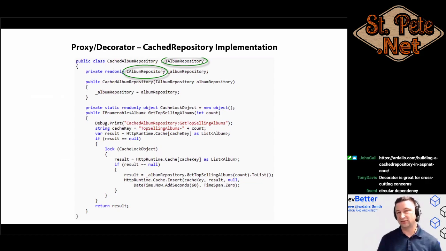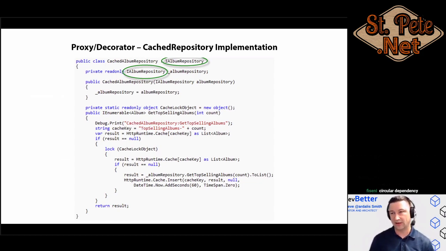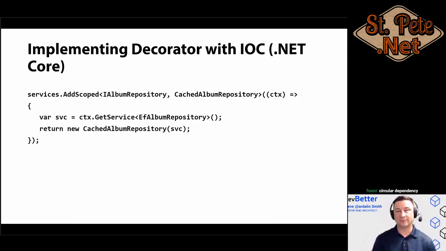Now, I can get around that in two ways. One, I could say, you know what? I know this thing always only works with the Entity Framework album repository. I'll just ask for that, right? And then as long as I've registered the Entity Framework album repository in my services collection, everything will work beautifully and it'll be fine.